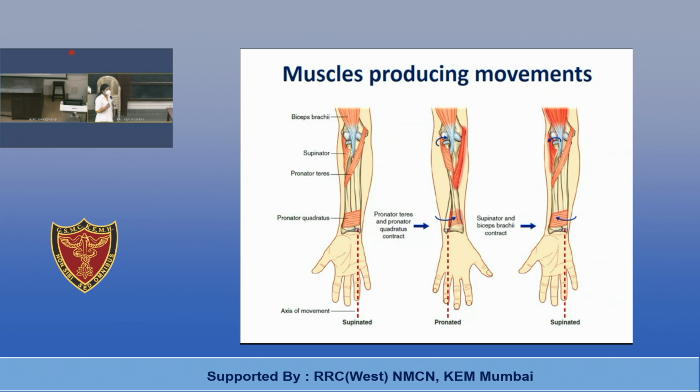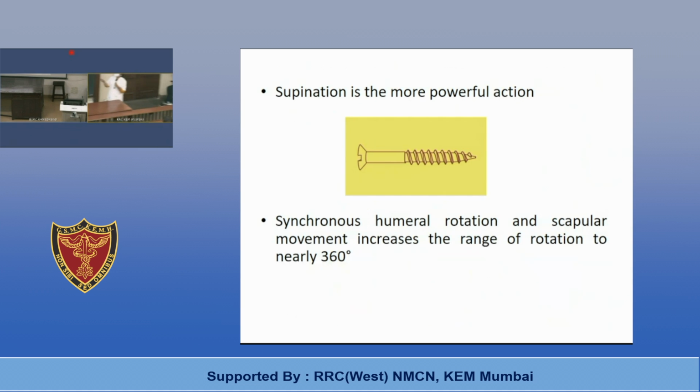If there is a short note on supination and pronation, you can write the definition, the joints at which these movements occur, the muscles producing the movements, the axis for the movements and how the axis changes, the range of movement, how it is limited by flexion of the elbow, and how it is increased by extending the elbow with assistance from the humeral head and scapular movement. So supination is the more powerful action because of the strong biceps brachii muscle.